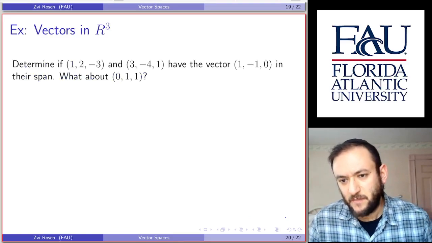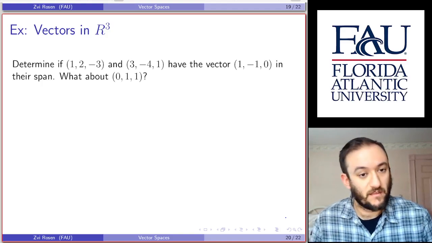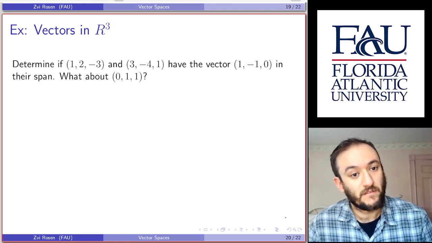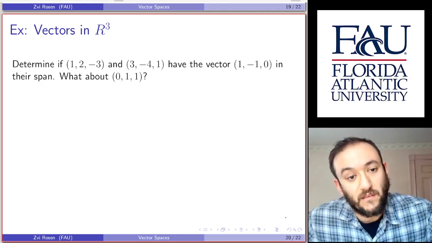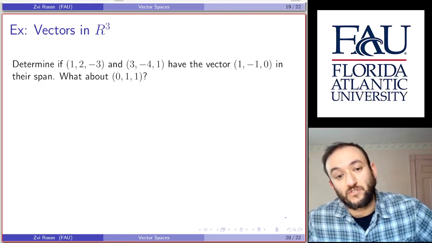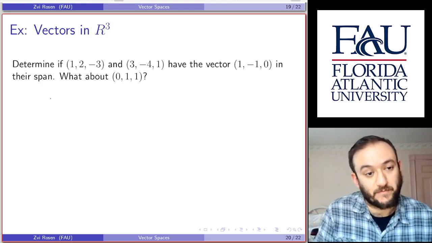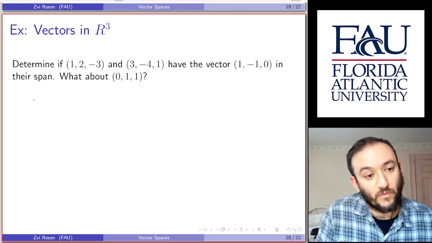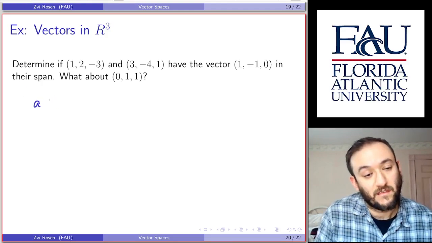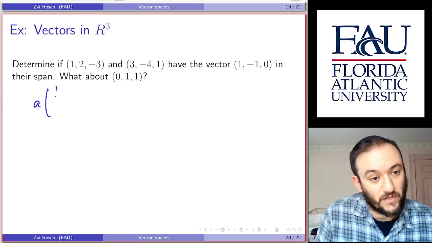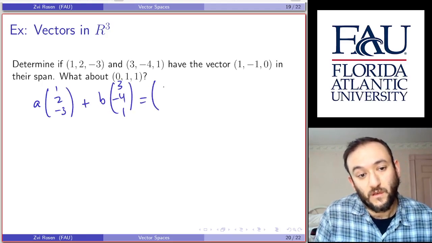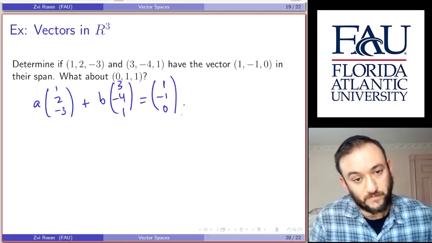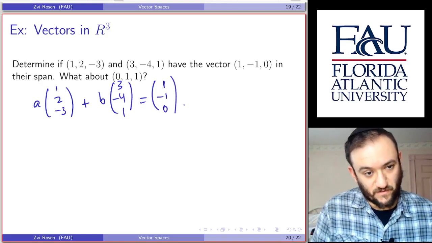So let's do an example to think about the span of a certain set of vectors. We want to know if the vectors (1, 2, -3) and (3, -4, 1) have the vector (1, -1, 0) in their span. Let's give that a shot. We would need a real number A times (1, 2, -3) plus a real number B times (3, -4, 1), which would be equal to (1, -1, 0). So let's figure this out.